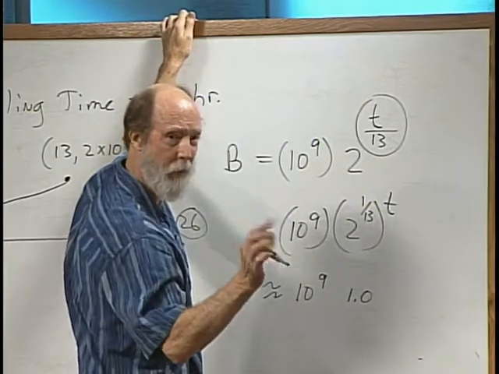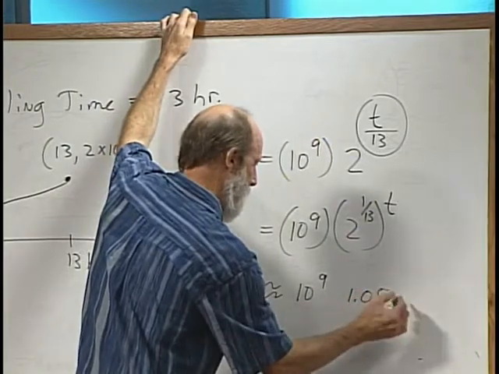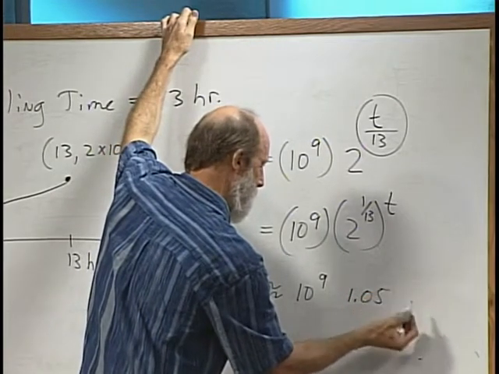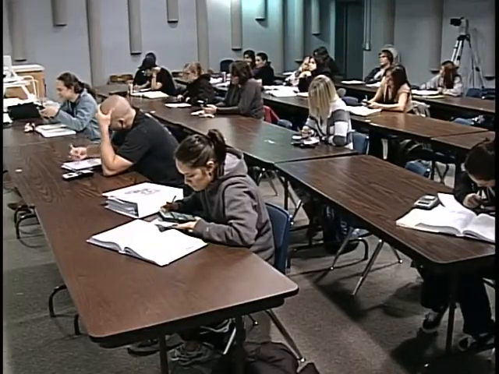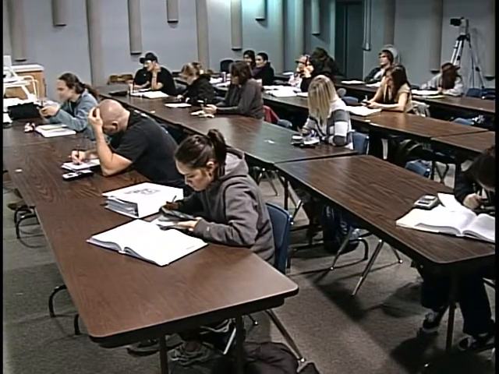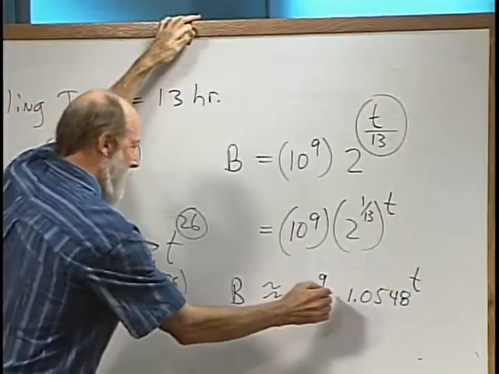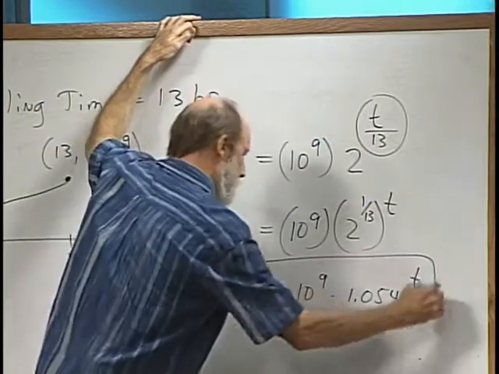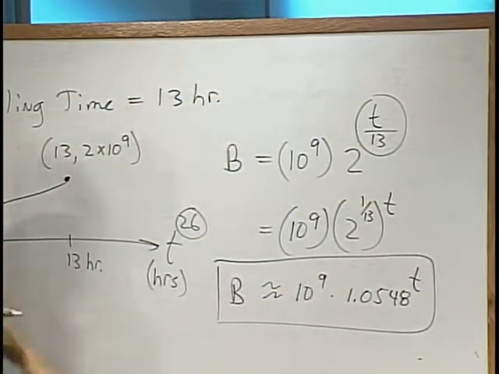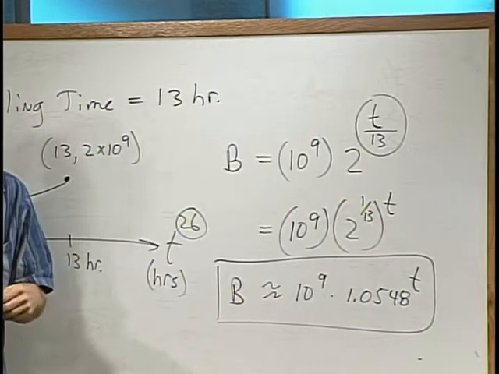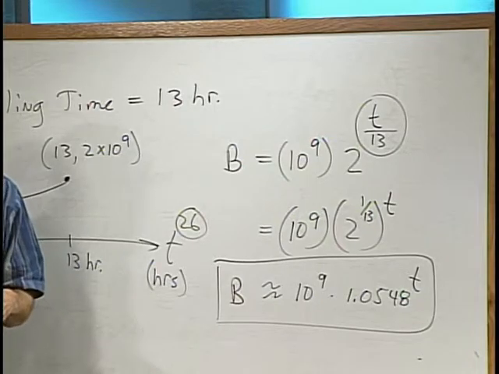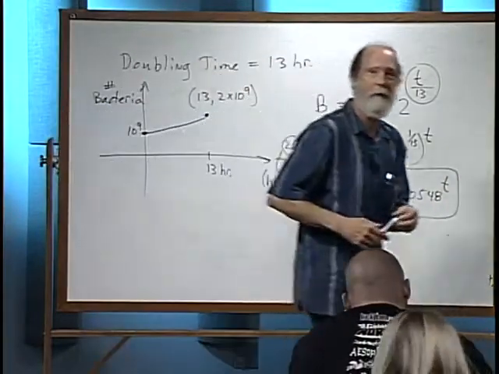Okay. So this is approximately equal to 10 to the 9th times 1.0. Let me get it to 4 decimal places. 0.548. Okay. So there's our model. Let's check it with a calculator. We have about 2 minutes or so left, I believe.